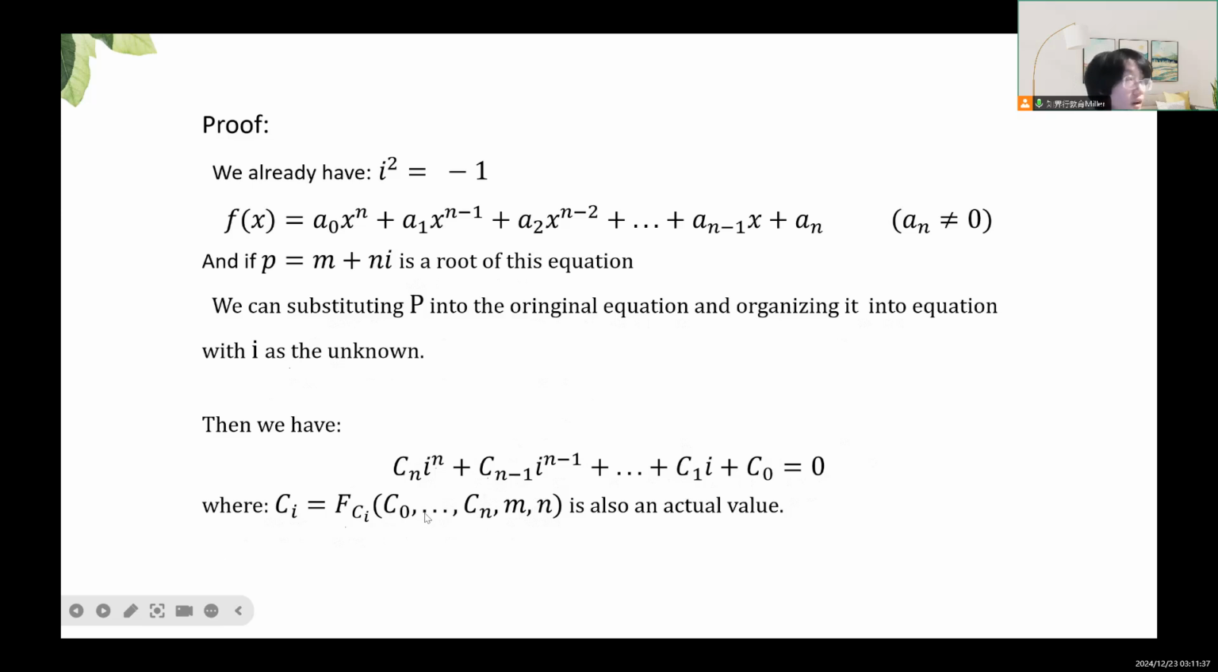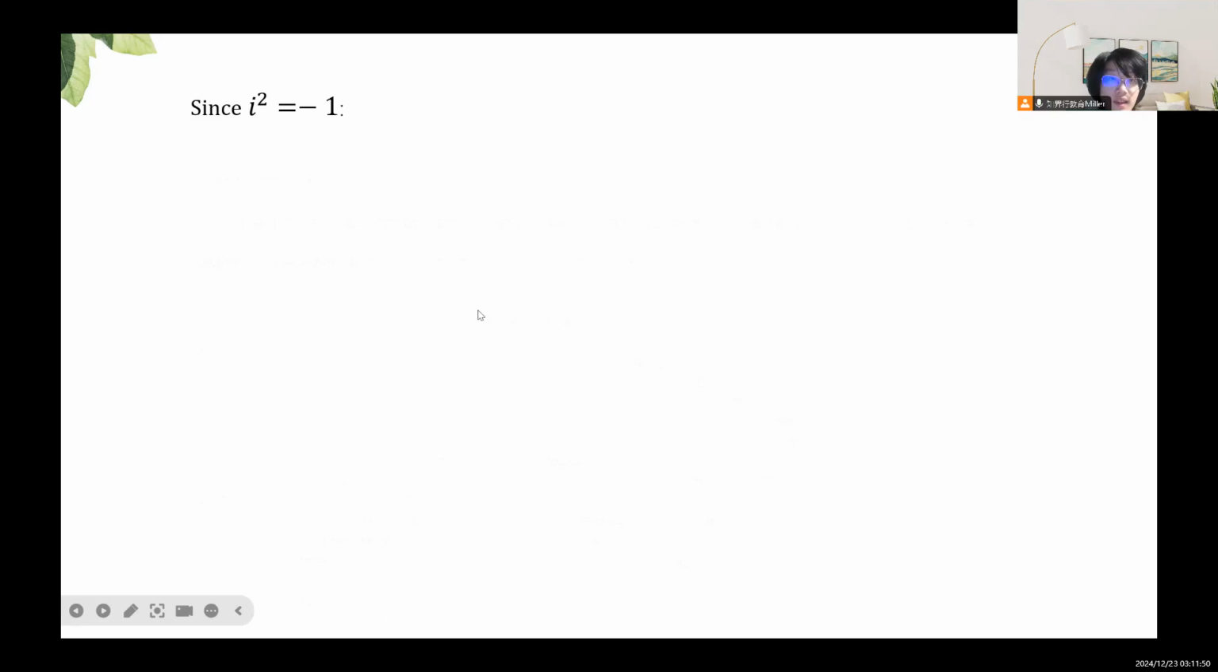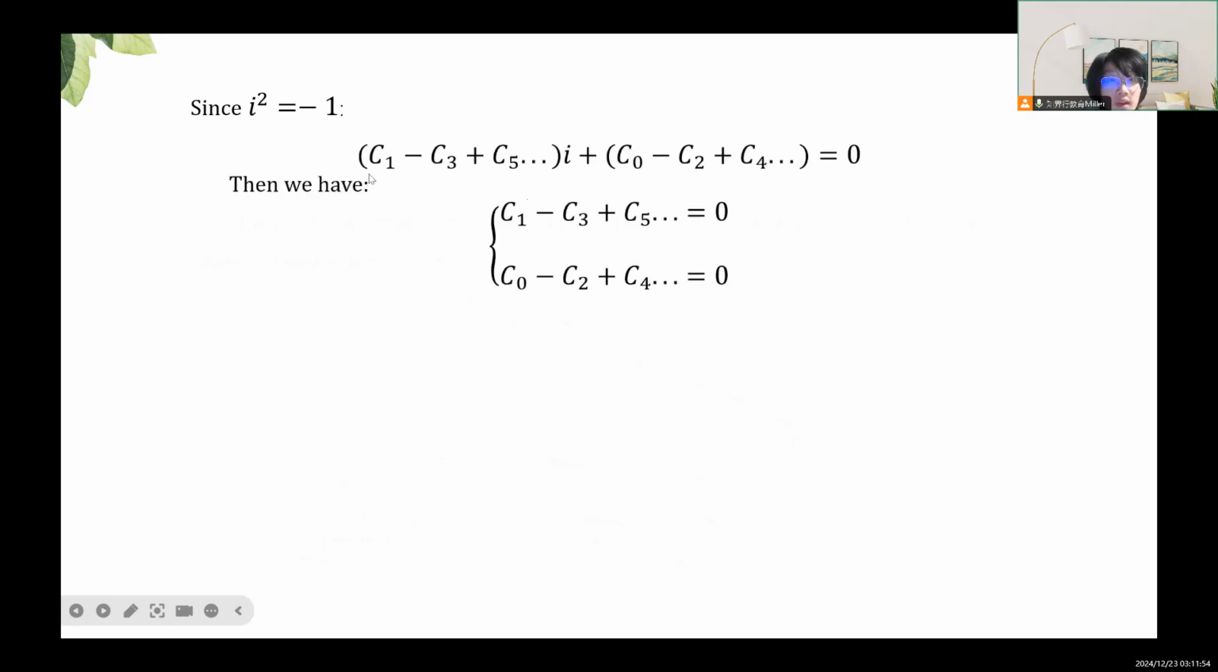This is a real-valued function. And since i squared is minus 1, we can organize the function and we have this equation, and because it equals 0, then we have c1 minus c3 plus c5 minus c7 and so on equals 0, and c0 minus c2 plus c4 and so on also equals 0.